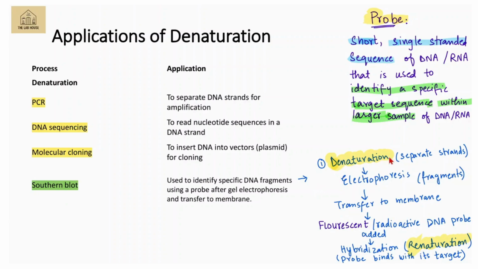In denaturation, the strands will get separated, and due to electrophoresis, we will get fragments of DNA, and the fragments will get transferred to a membrane. A fluorescent or radioactively labeled DNA probe is added to the fragments, and both the fragment and the DNA probe will rejoin, known as hybridization or renaturation, and the probe will detect the target sequence on the DNA sample. Because a probe is a single-stranded sequence of DNA that is used to identify a specific target sequence on the DNA or RNA present in the sample. So in the DNA fragments, the specific target is detected by the DNA probe by rejoining them.